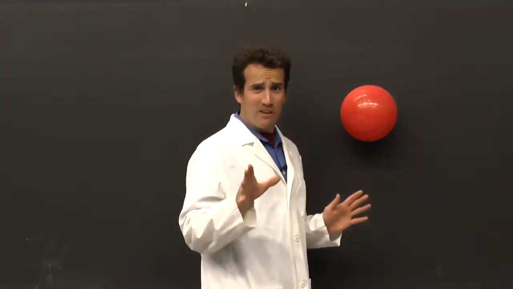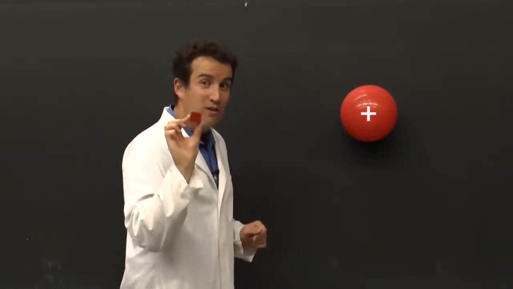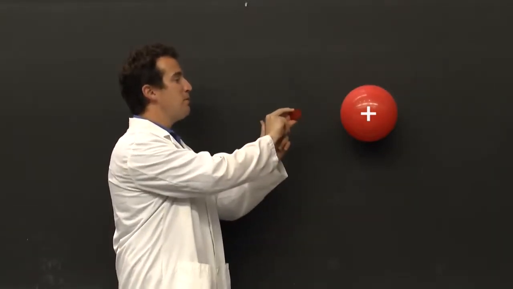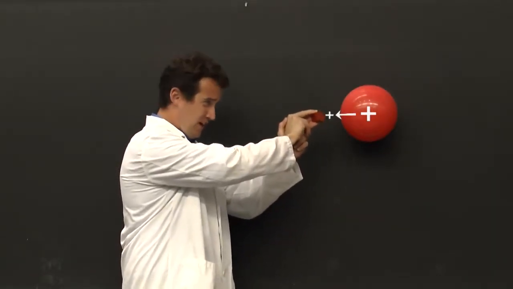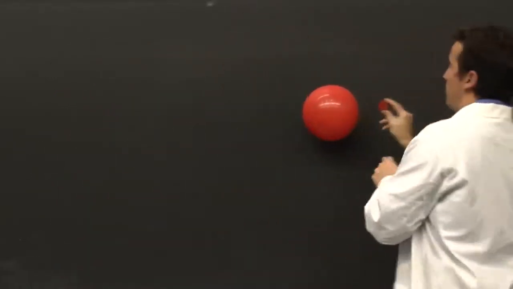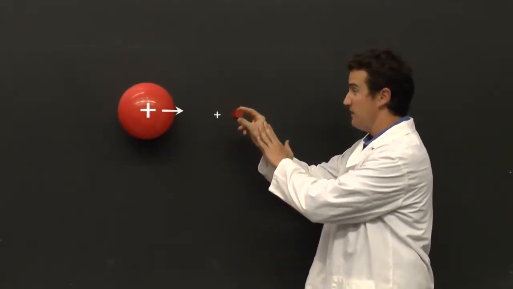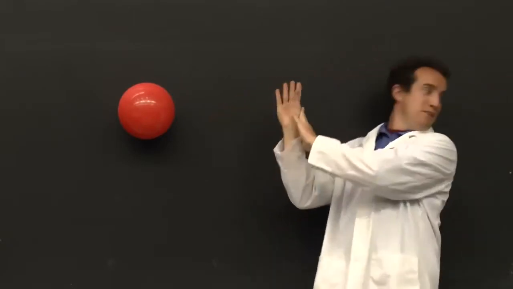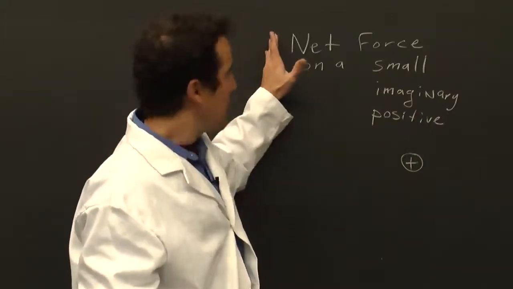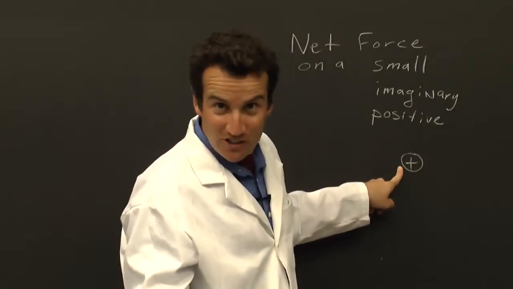Imagine this red ball is a large positive charge. Now we can test out the electric field with a small imaginary test charge. This is also positive. As I bring it nearby, you can feel the repulsion up close, a little weaker with distance. And on the other side, we also notice a repulsion, positive repelling positive in every direction. And that's all the first rule is. The arrows show the net force on a small, imaginary, positive test charge.